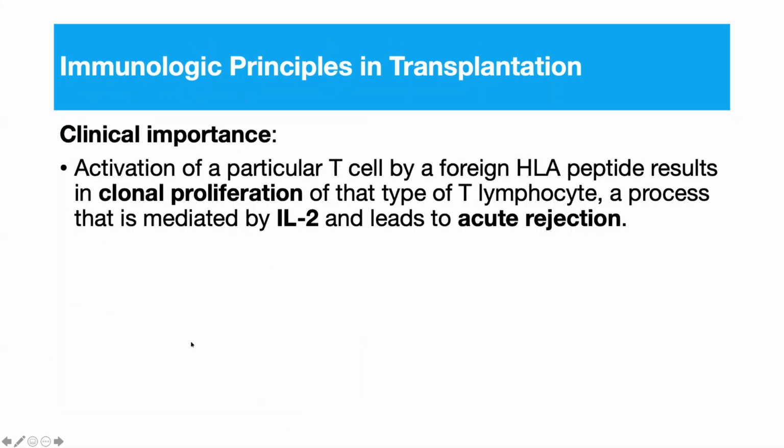Okay, and the importance of this is that the T cells, through this HLA-peptide interaction, result in a particular clone proliferating, which is the same type of T cells. And this is mediated by interleukin 2 and complements and whatnot, and leads to acute rejection.